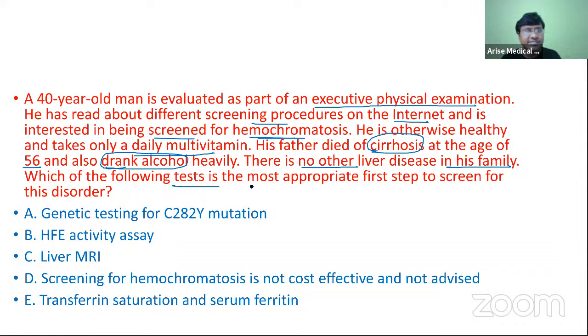Which of the following tests is the most appropriate first step to screen for this disorder? Genetic testing for C282Y mutation, HFE activity assay, liver MRI. Screening for hemochromatosis is not cost effective and it is not advised. Transferrin saturation and serum ferritin. So the question is, what is the first step to screen for this disorder?